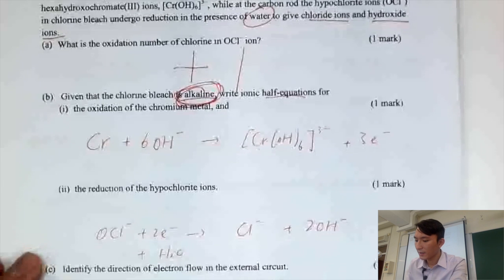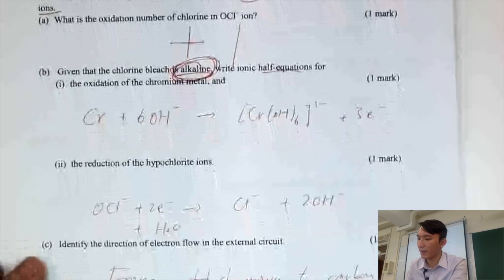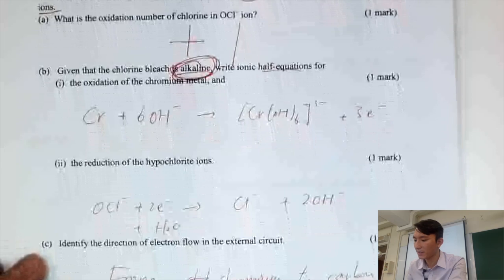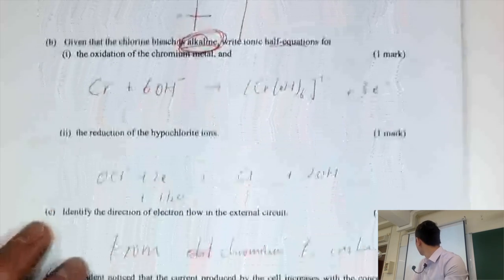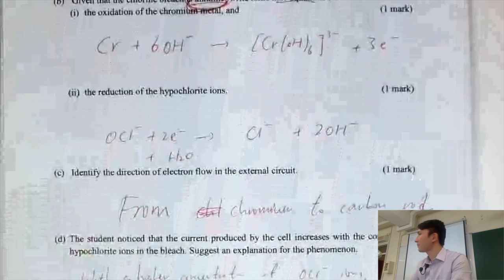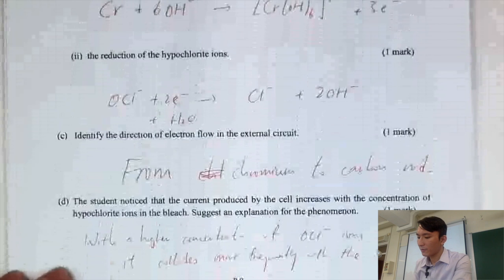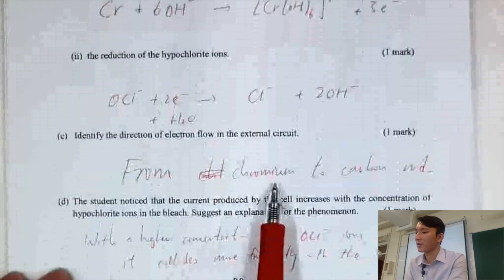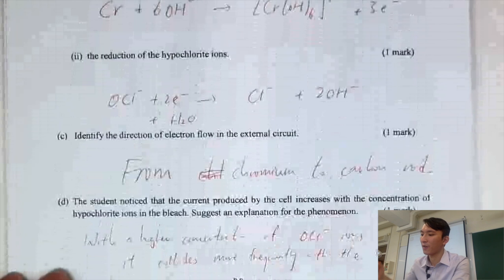All right. And electron flow from chromium to carbon rod, anti-clockwise, something like that. Now, for this one, you cannot say from anode to cathode. You cannot say from anode to cathode. It must be from which metal, which electrode, to which electrode.